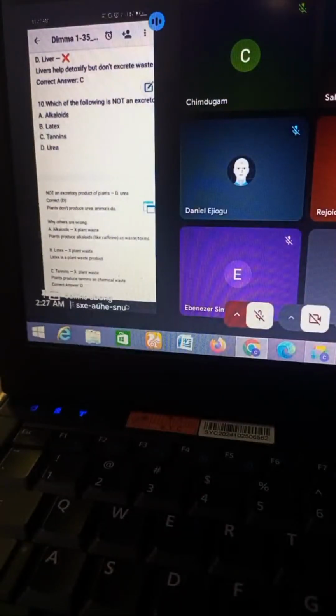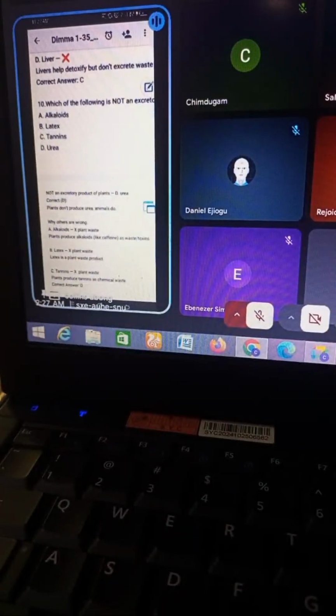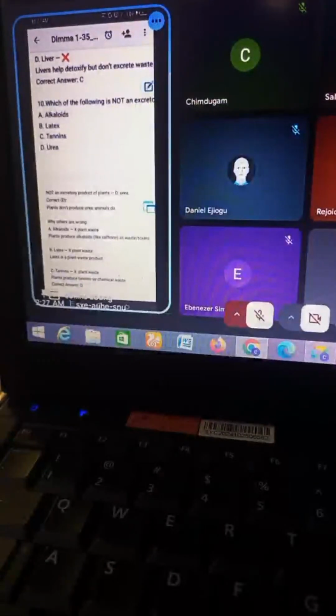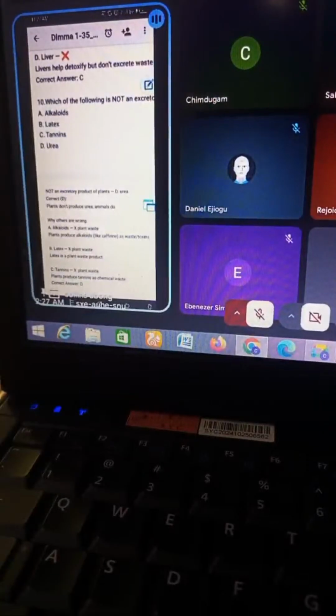Then the latex. Latex is a plant waste product. I think you've seen latex before, especially when the back of the plant is injured. You see some white substance come out. In fact, at times they usually tap it. They tap this white product. That white product can be used for making gum. It can be used for medicinal purposes as well. So it's a waste to the plant, but it's not a waste to us. Even the alkaloids that we're talking about have medicinal purposes, for arthritis and all.